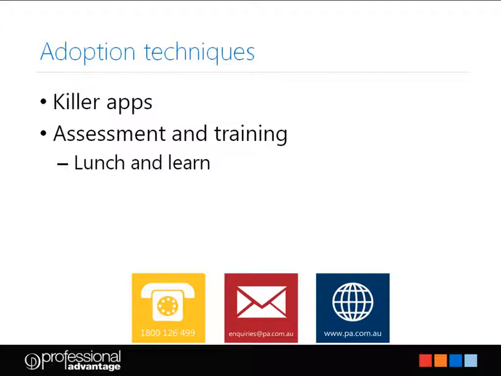The second way would be through formal training. And at PA, we frequently deliver the train-the-trainer type training. So we assist internal training teams to create and deliver targeted training material, and it's been a very successful approach.